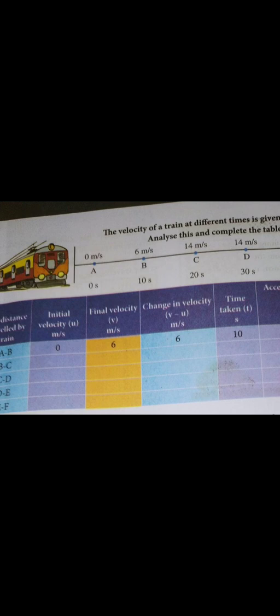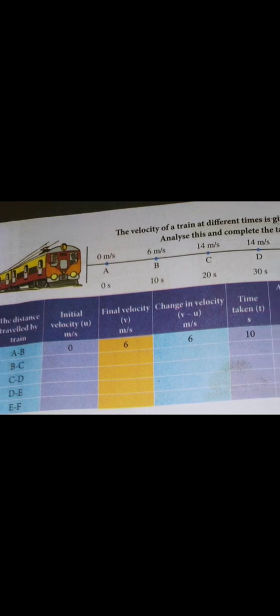See one example for it. The velocity of a train at different times is given in the figure. First இது ஸ்டார்ட் ஆகாமல் இருக்குது, so 0 meter per second. Then it moves at 6 meter per second and reaches point B, and next C, D, like that. First the distance traveled from A to B. What's the distance between A to B? Actually v minus u, isn't it? Initial velocity, first one 0 and next one 6 meter per second. Change in velocity we should find, v minus u, 6 minus 0 is 6, and time taken is 10. Likewise, you should finish the table.